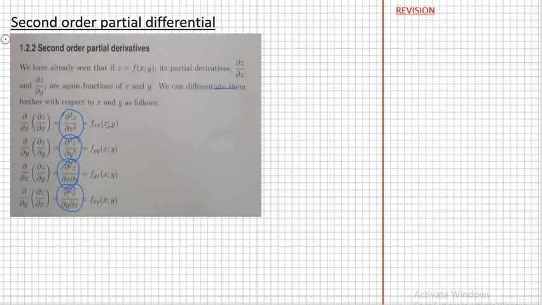The second derivative tells us that we first need to derive the function z with respect to y. We get an expression, and then you derive it again with respect to y. So we have this notation here.